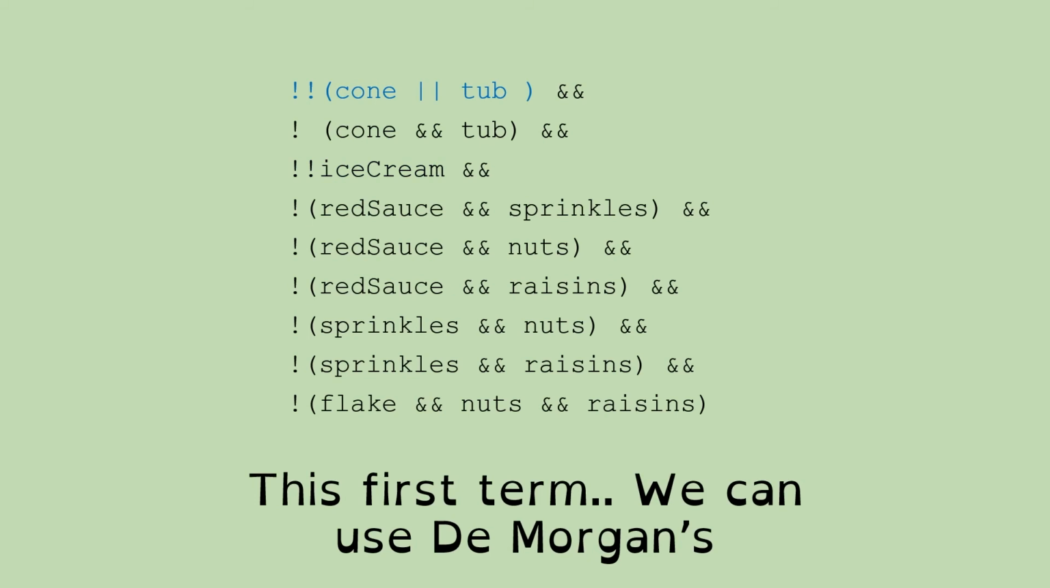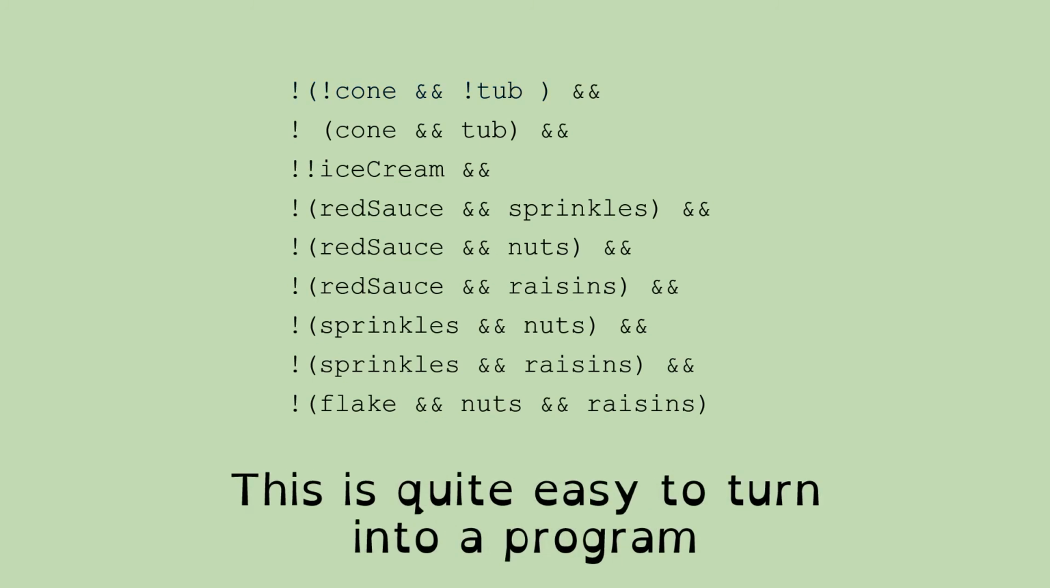So first term, though, we can actually use De Morgan's theorem on this, which is one of our pairs of algebraic rules for Boolean algebra. Just to recap that, if you're notting two terms inside a bracket, then you can apply the not to each term individually and swap the operator in the brackets between and or. So we're just going to swiftly do that. So we've got not cone, or not tub. Okay, the third term, which is the not ice cream, we can't do anything with because that's so straightforward anyway.